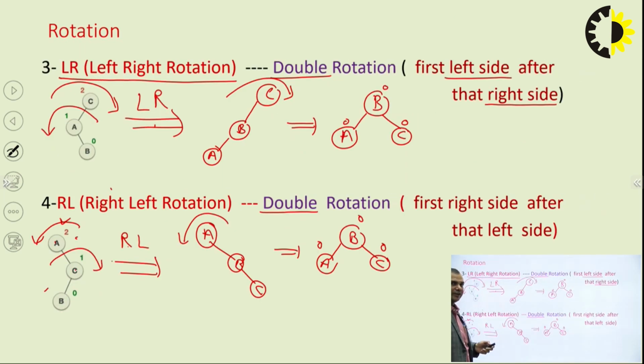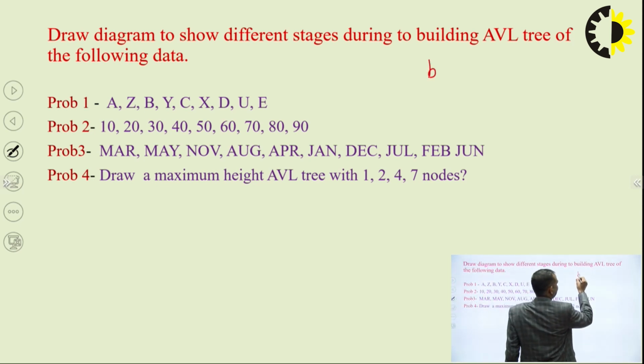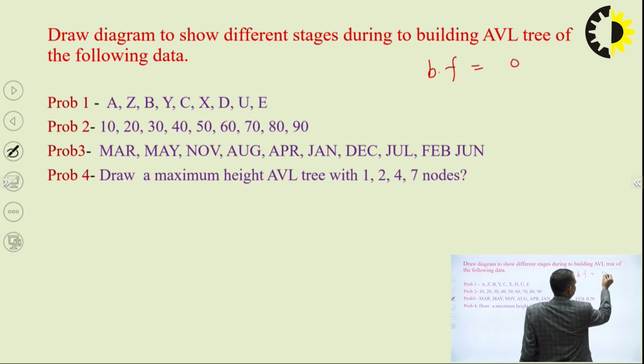Okay, now we have to take a problem. Suppose these are problem 1, problem 2, problem 3, and we have to draw the AVL tree of the following data. So what do we do first? When we insert any node, converting it into a tree or making an AVL tree, we have to check the balance factor. The balance factor value should be 0, +1 or -1.